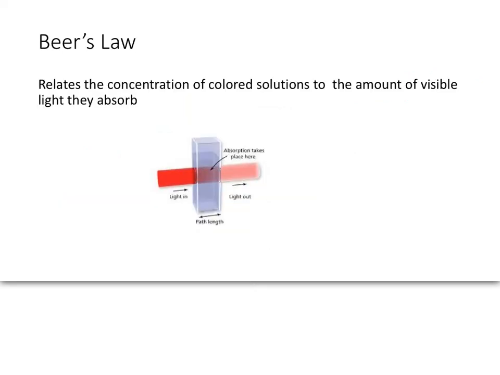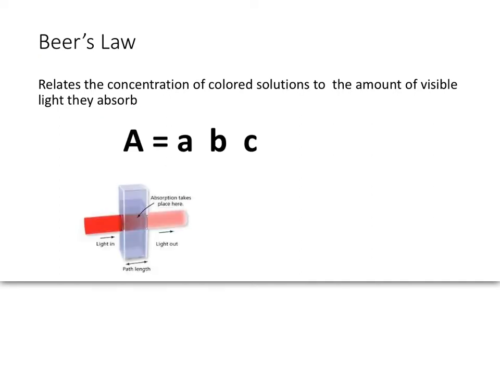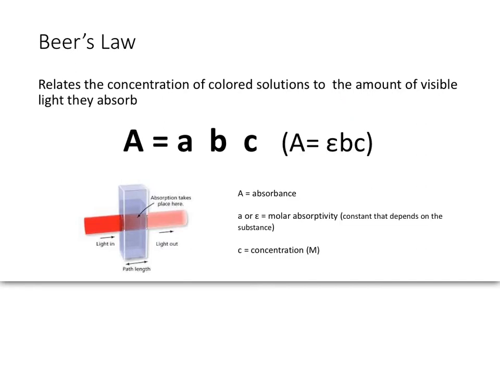Okay, so we're going to talk about Beer's law. Beer's law relates the concentration of this colored solution to the amount of visible light that goes through, or the amount of visible light that gets absorbed. All right, and here's the equation. A equals abc. Pretty easy to remember, right? Sometimes you'll see this written as A equals epsilon bc. Sometimes this b will be written as an l.